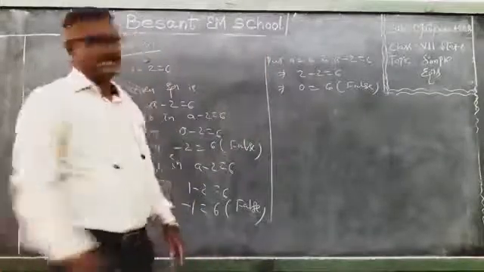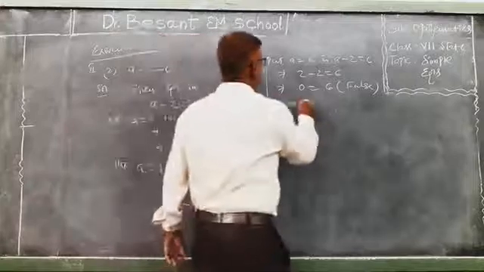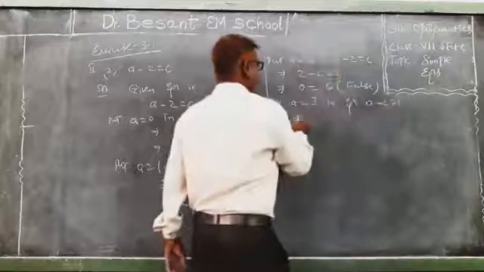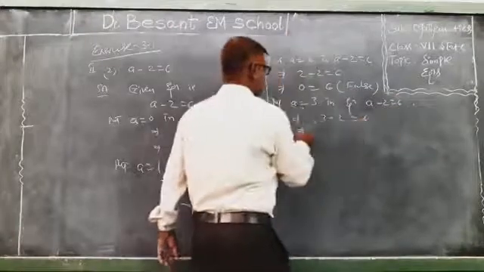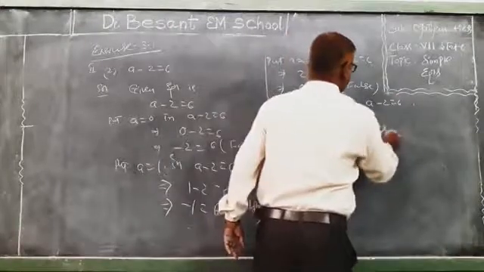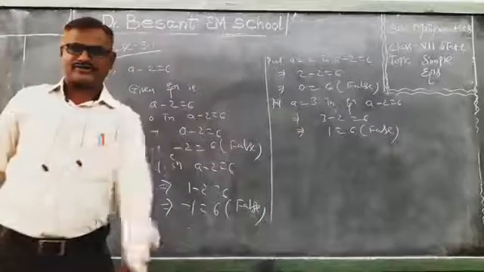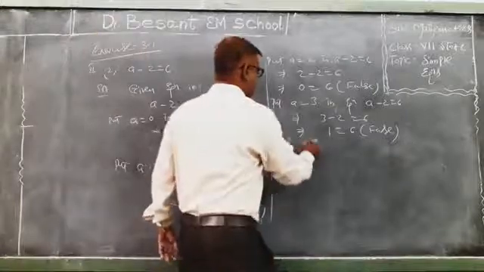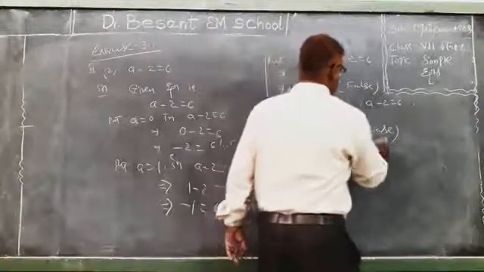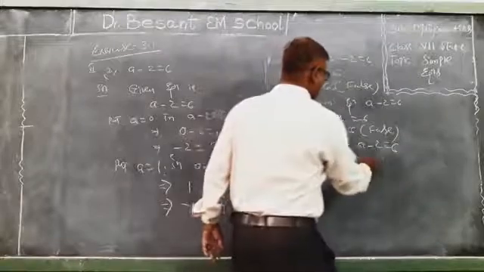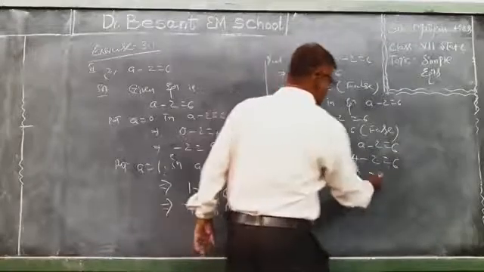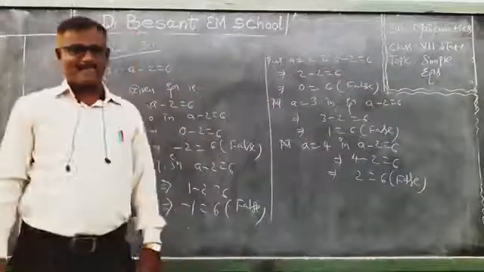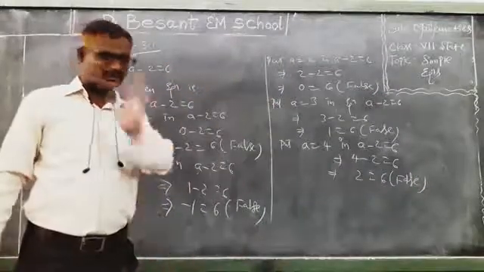Did you understand? Yes. Then you go for a equal to 3 in the equation a minus 2 is equal to 6. a means 3 minus 2 is equal to 6. 3 minus 2, 1 is equal to 6, which is also false. So a equal to 3 is also not a solution for that equation. Then you go for a equal to 4. Put a equal to 4 in the equation a minus 2 is equal to 6. 4 minus 2, 2 is equal to 6, which is also false. So a equal to 4 is also not a solution.